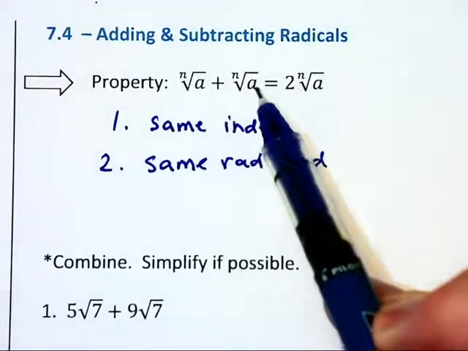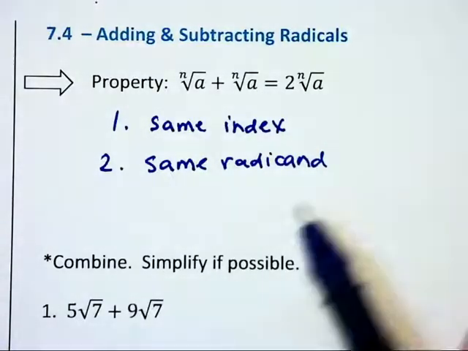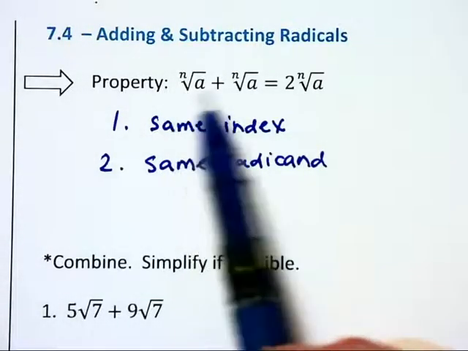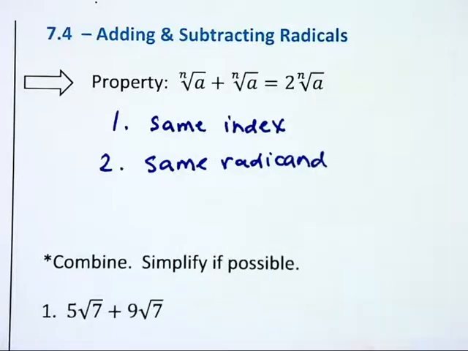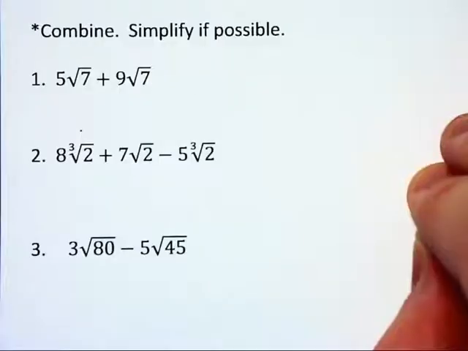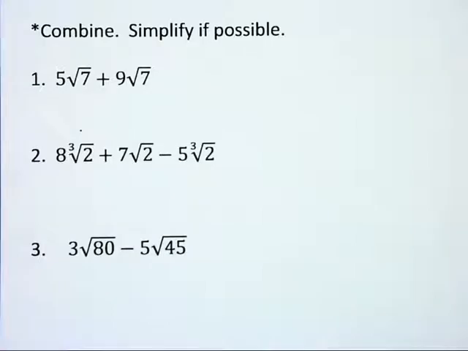Square root of a, square root of a. Like terms, basically. When you do that, this is like having x plus x is equal to 2x, but it's 2 nth roots of a. Let's apply this property to simplify a couple of radicals.